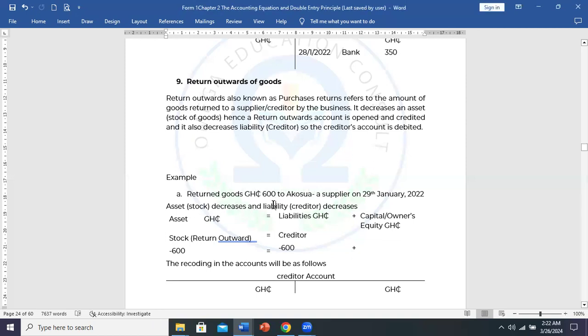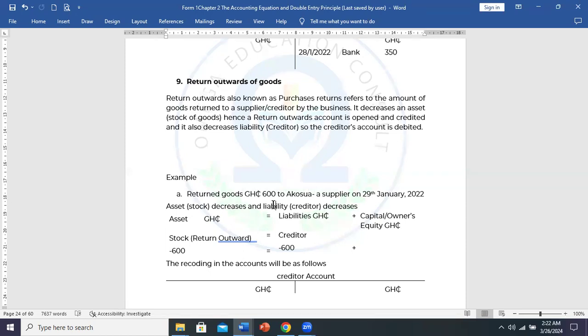So return inwards, yes. Before we read, can you share your opinion? If it's the opposite of return outwards, what do you think will be return inwards? Whoever is ready can give me his or her opinion. Oh, this one is simple now. The clue is there. Return outwards is when the business returns goods to suppliers. So return inwards, what would it be?